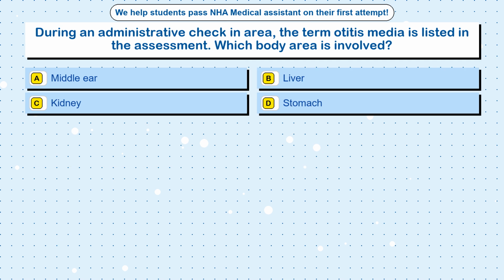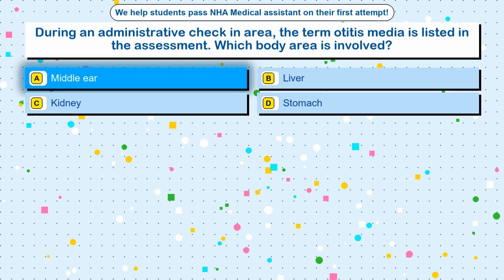Question 12. During an administrative check-in area, the term otitis media is listed in the assessment. Which body area is involved? Option A. Middle ear. Option B. Liver. Option C. Kidney. Option D. Stomach. The correct answer is option A.